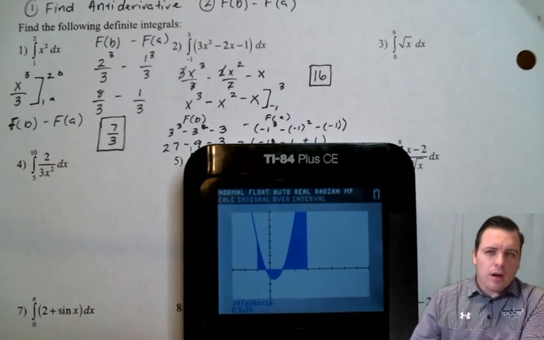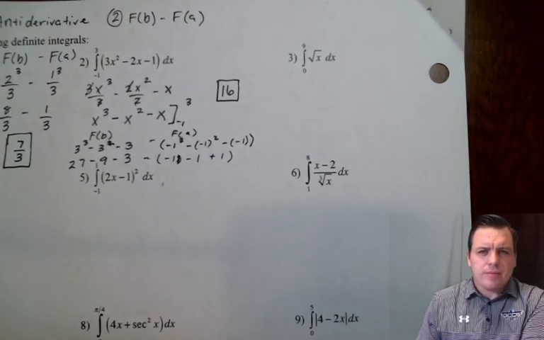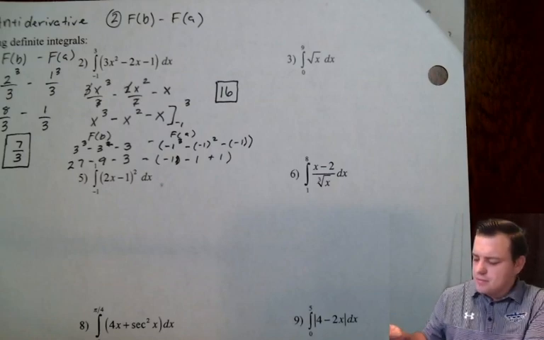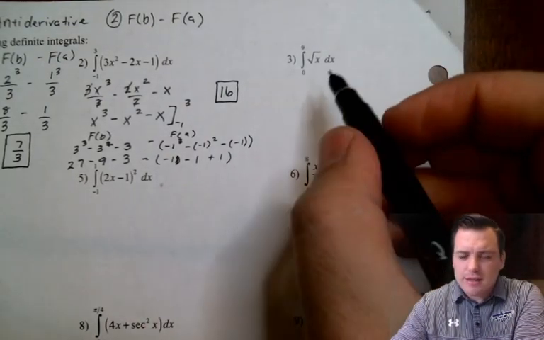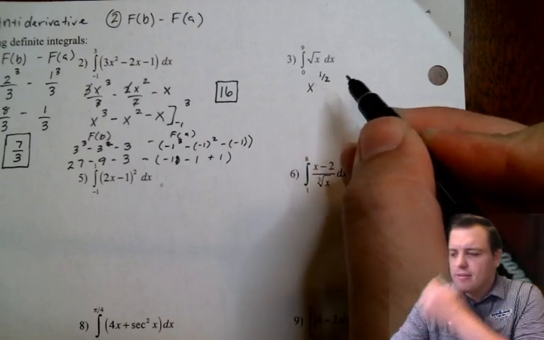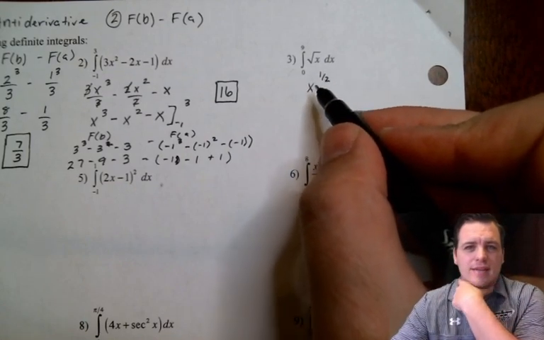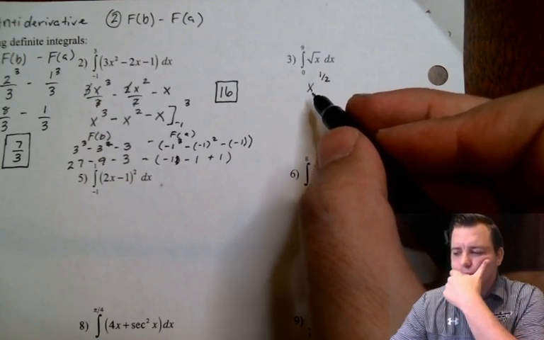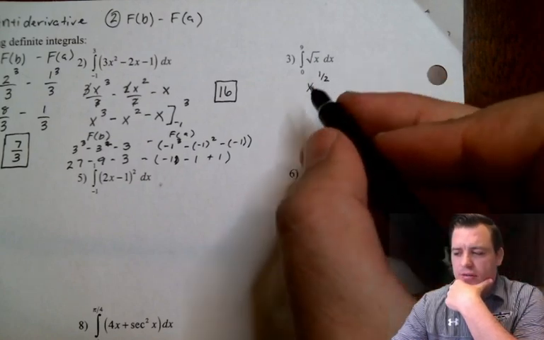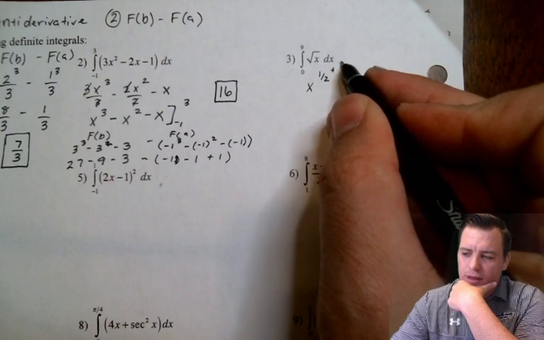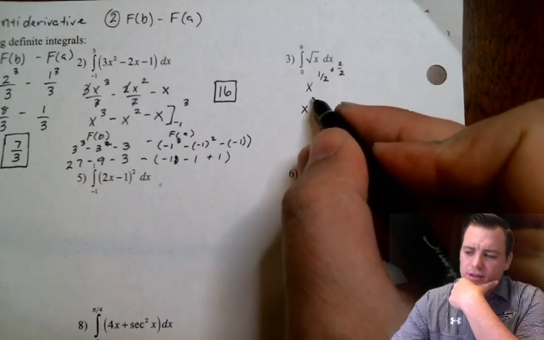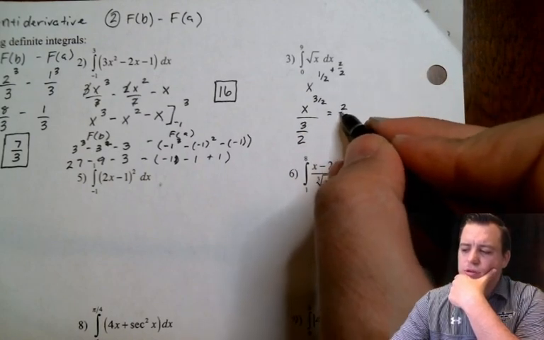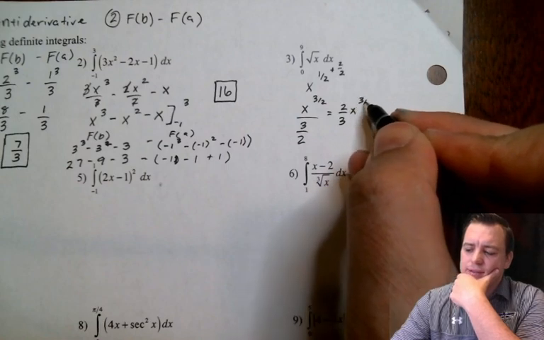Cool. All right. Going on to number 3. So the definite integral from 0 to 9 of square root of x dx. So we can write this as, most of you guys would know, x to the 1/2. So then to do the antiderivative of this right here would be to add 1 there, add 2 over 2. So that would be x to the 3/2 over 3/2, which goes to 2/3 x to the 3/2.